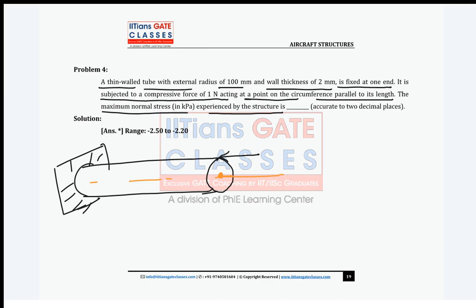They told external radius, right? So this external radius R_E is how much? 100. And what is the thickness? It is 2 mm. So R_E is 100 external. So what will be R median? Mean radius, guys. It's a thin walled structure. Thickness is 2. So R mean will be how much? It will be 99.